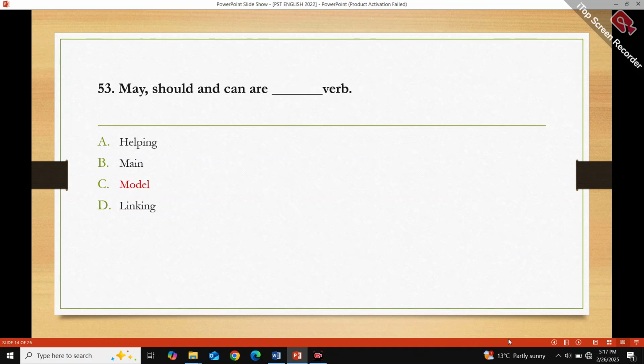The next one is, may, should, and can are modal verbs. The option C is the correct one. क्योंकि जो मॉडल वर्ब्स होते हैं वो पॉसिबिलिटी को शो करते हैं, वो परमिशन को शो करते हैं, ऑब्लिगेशन को शो करते हैं, अबिलिटी को शो करते हैं. दैट्स व्हाई हियर द करेक्ट वन इज मॉडल वर्ब. मे, शुड एंड कैन इनका यूज भी यही है.